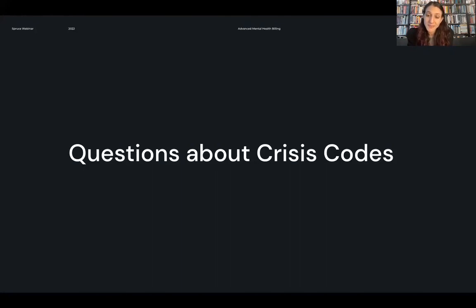Okay, then I have a couple questions about some random codes. Do you want me to just see if you know information on those? Or should I skip that question? There's 96127. Let's skip it for right now, just because the thing with crisis codes is they are standalone codes. So you're not going to be combining them with anything else.